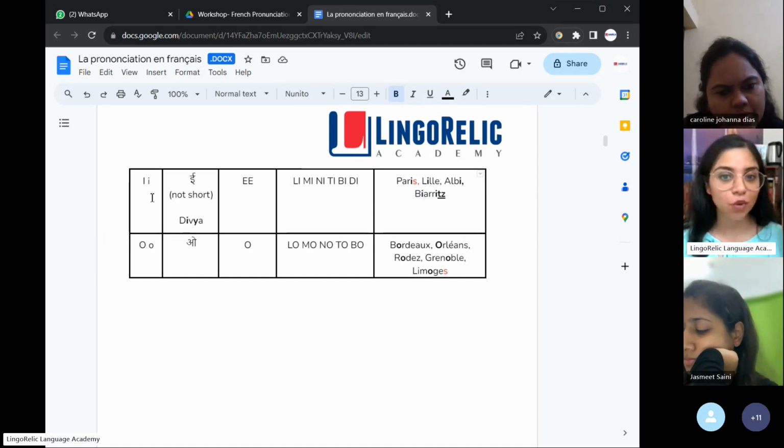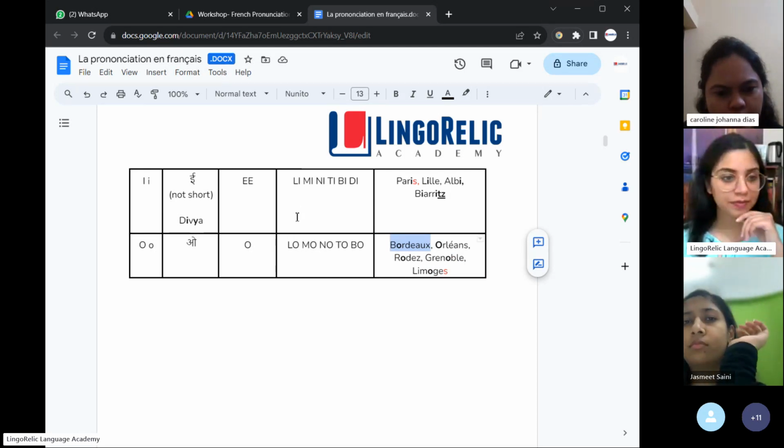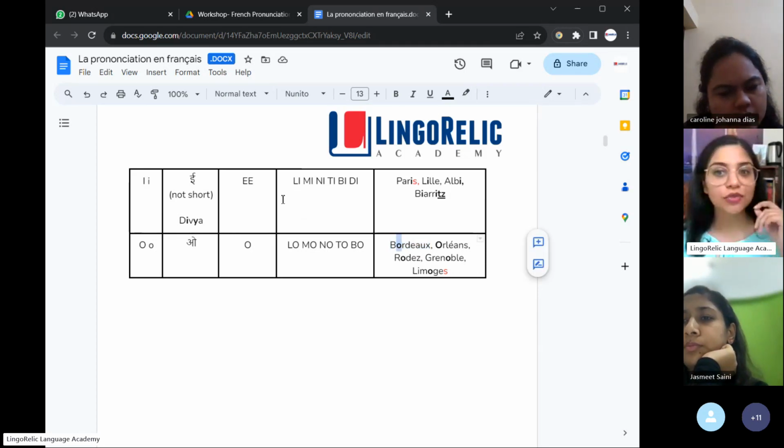Next is O. This is O, same as in English. Lo, mo, no, to, bo. Now here you have some city names that I've selected. Who would like to try pronouncing this? Bordeaux. So this is the sound of O, and you're saying Bordeaux. Also, this combination E, A, U, X is actually a syllable that exists in French, which will come a little later. Everything is there in this PDF. This is Bordeaux, a city in France.